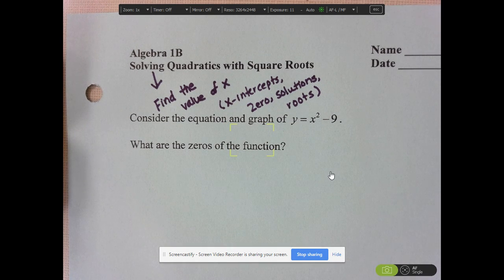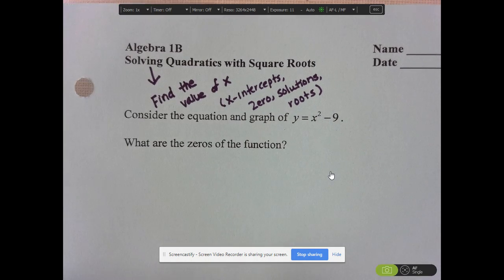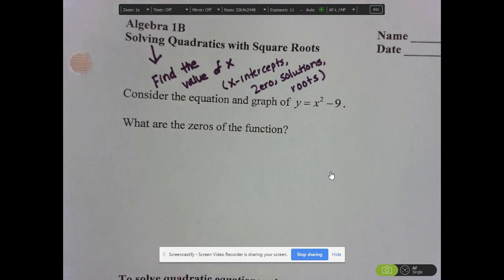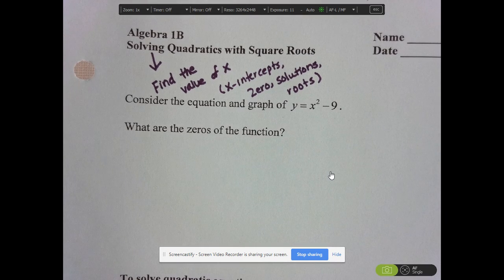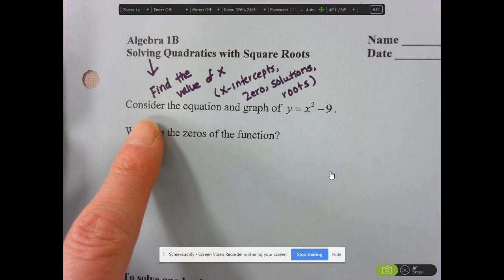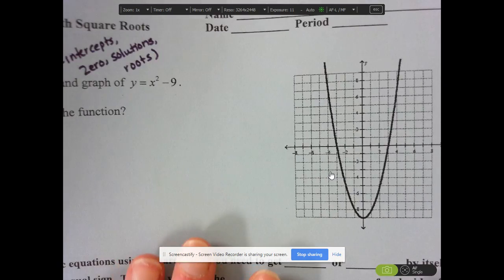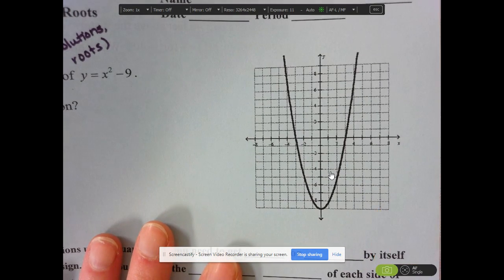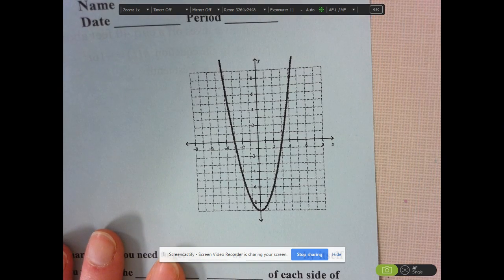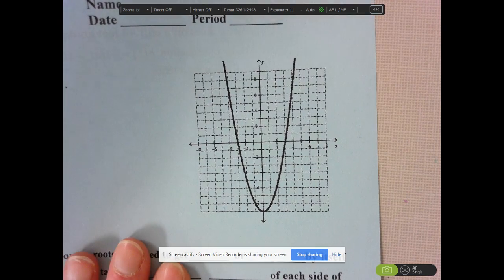Our graphs and our quadratics. You know how to find zeros with the graph itself. Again, we're just continuing on with our algebra and how do we find these things algebraically. So if I'm showing you the equation and the graph of y equals x squared minus 9, and I say, what are the zeros of the function?